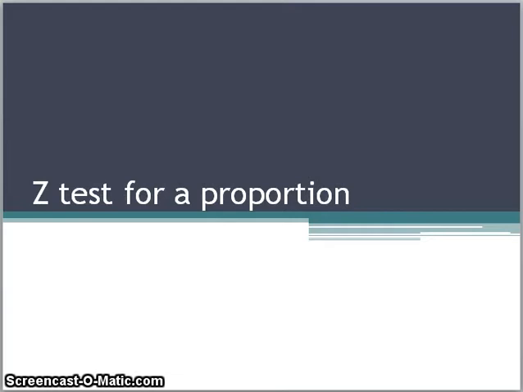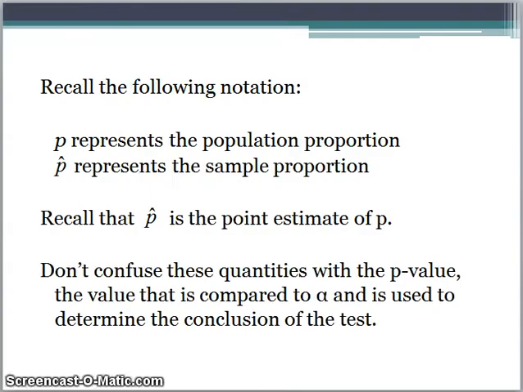All right, so we're looking at the z-test for the proportion. This is the last of the one sample hypothesis tests we'll look at. Like we saw before with the confidence intervals for the proportion, just to refresh your memory, p, lowercase p, is the population proportion, and p hat is the sample proportion. And p hat is the point estimate of p.